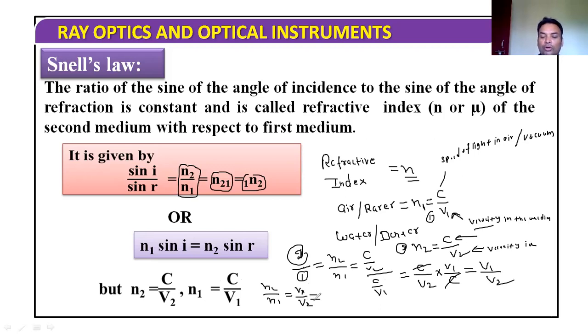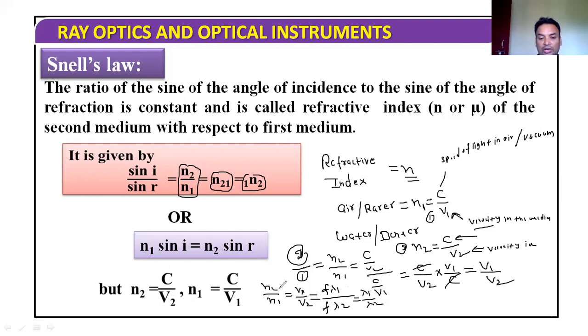And we know how we can write V1. What is the velocity in medium 1? Frequency in medium 1 is f, and wavelength in medium 1 is lambda 1. And how can we write V2? V2 is the velocity in water. So the frequency in the water is the same frequency, but the wavelength is lambda 2. So frequency will be cancelled, and ultimately we are left with lambda 1 upon lambda 2.